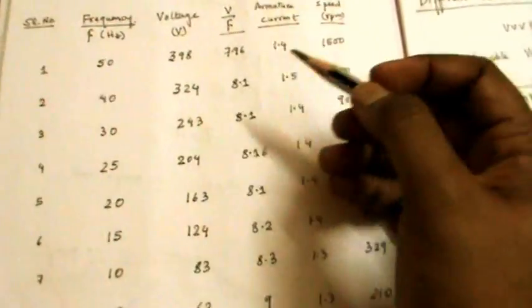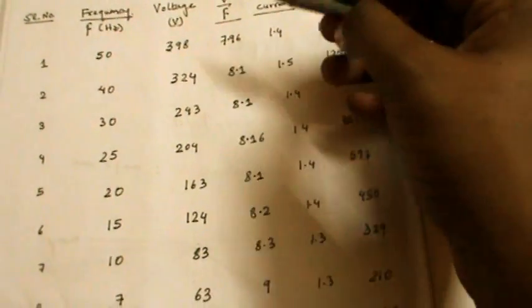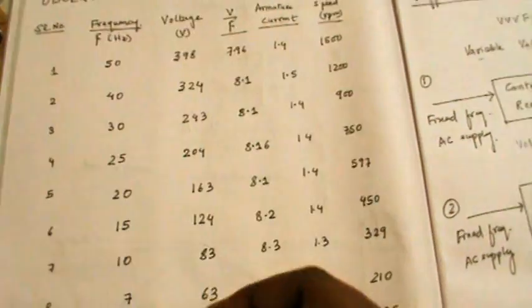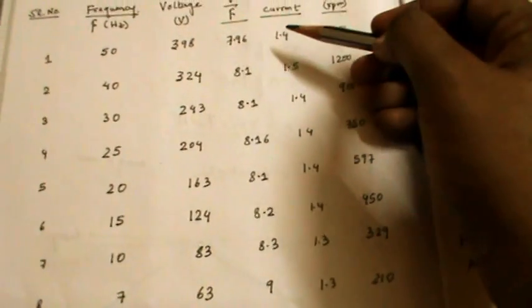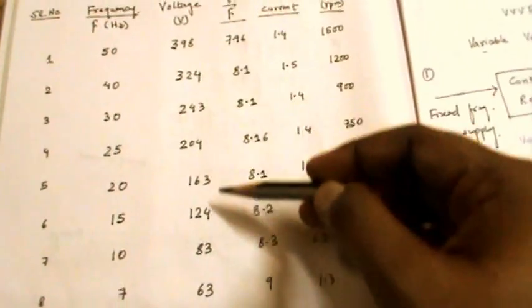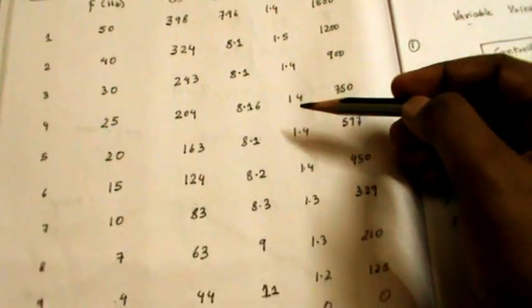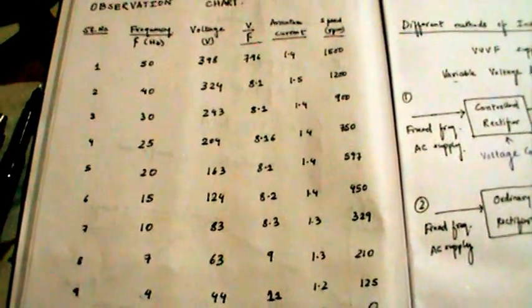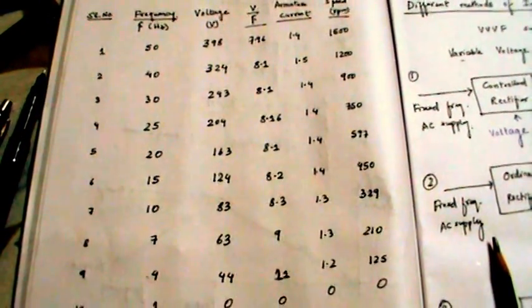So what I intended to show you is this trend of frequency decreasing throughout the experiment, being decreased manually. The effect was that the voltage decreased, the armature current nearly kept constant, and the speed decreased. So this is how the actual trend for a practical experiment works.